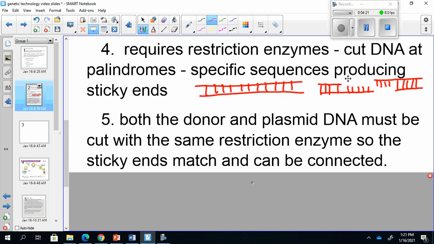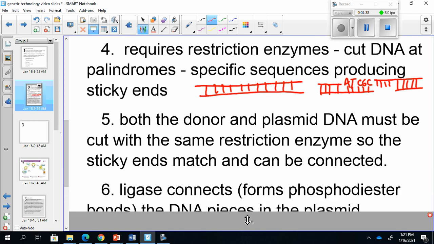So for example, if this is like ATCGC, then over here is going to be those complementary letters. And then when I have a new piece, it's got to be cut with the exact same one so that their letters match.